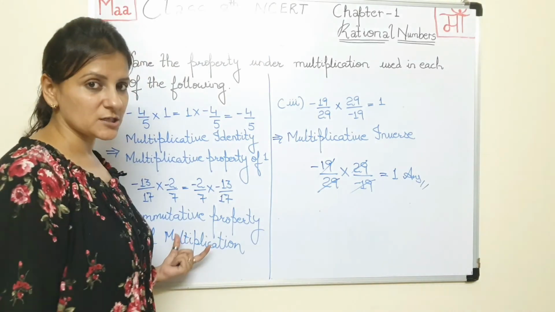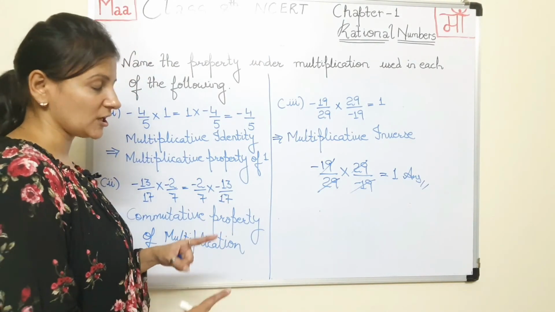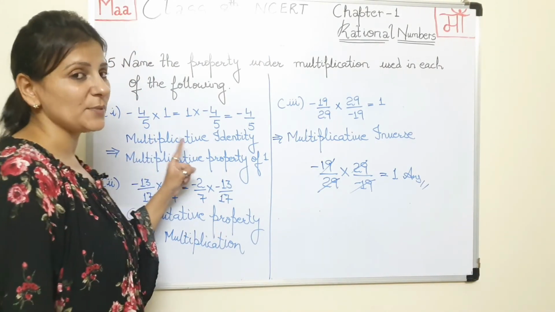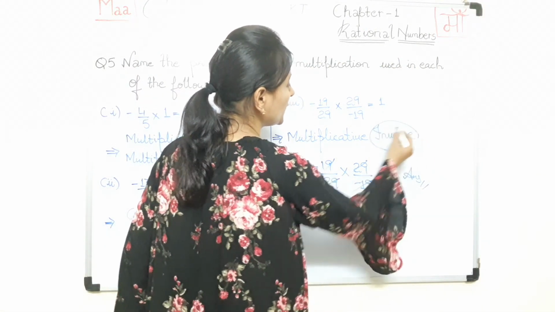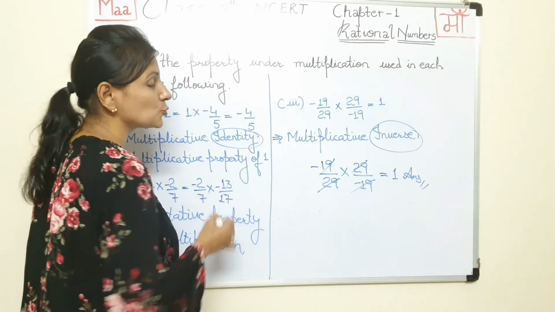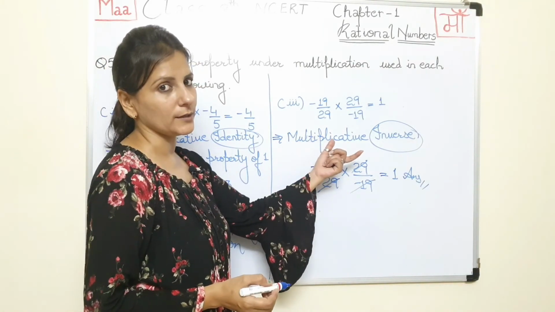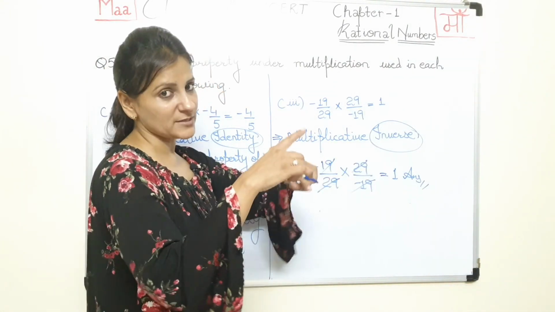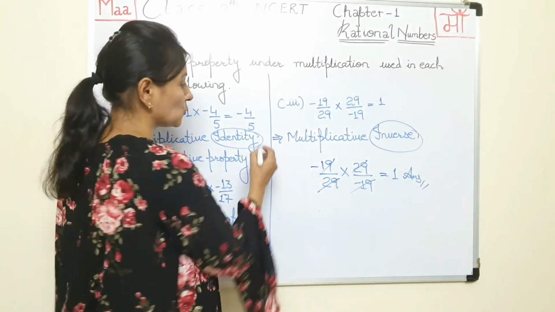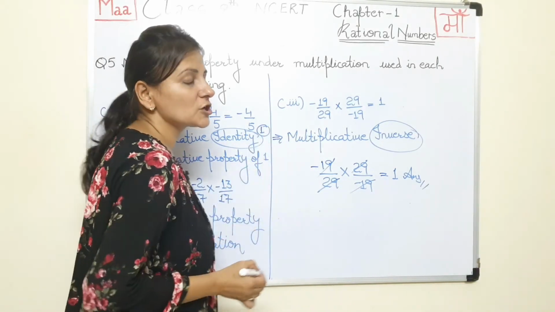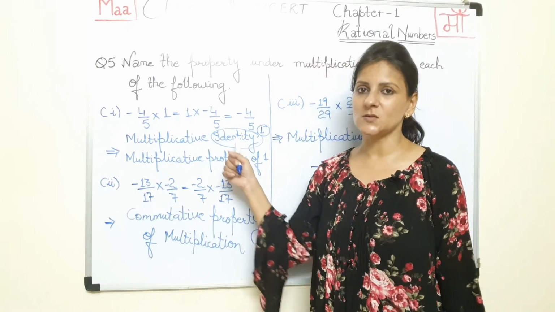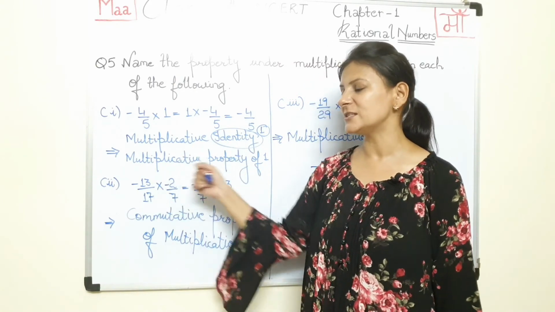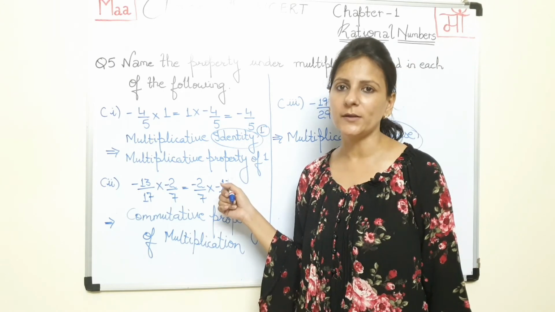This is commutative property where the orders are changed, and this is multiplicative identity. Okay, don't get confused between inverse and identity. Students get confused in this only. Okay, inverse means the reciprocal and identity means 1. जब भी हम किसी रेशनल नंबर को 1 से मल्टीप्लाई करते हैं, so that is called as identity. So multiplicative identity, or you can say multiplicative property of 1.